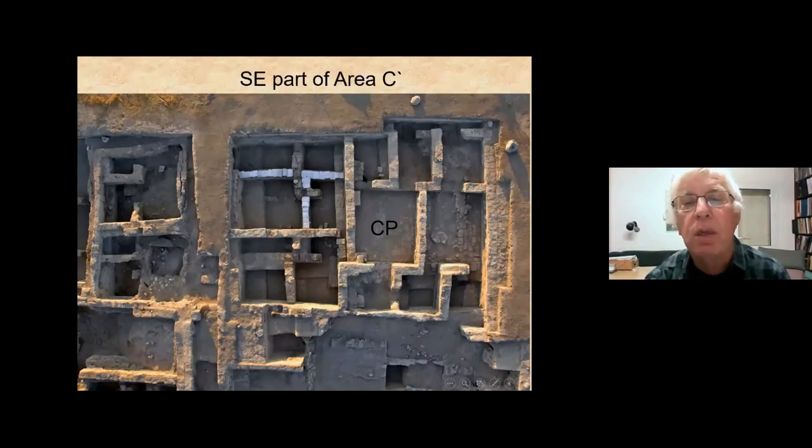After the excavation here, you can see it's all built of mud bricks. And you can see that it has two entrances from a street, which allegedly was here. You enter here, and you can enter here. You enter from this room into a large hall, and from this room into a large hall.